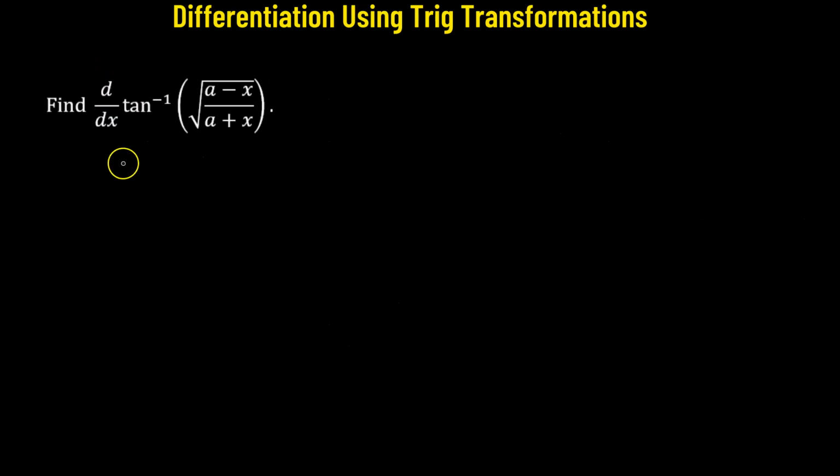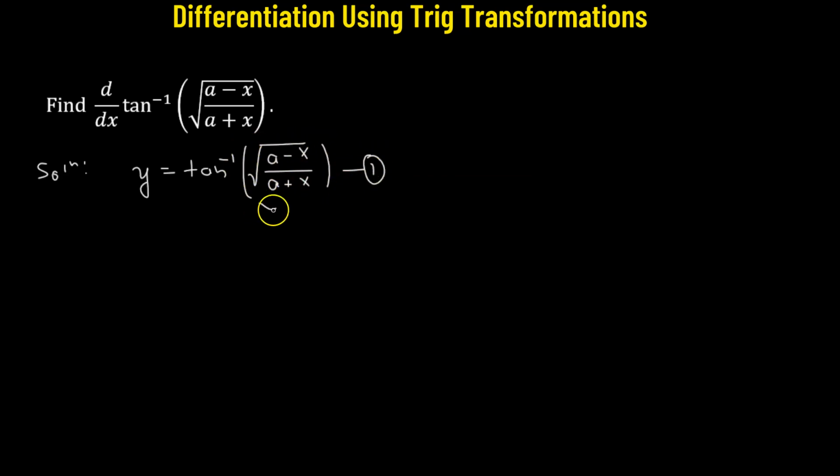So here we have to obtain the derivative of the given inverse tangent function. So let's begin by considering y to be equal to tangent inverse of square root of (a minus x) divided by (a plus x). We'll label this as equation number 1. What we'll do is try to simplify this expression within the parentheses by making a trigonometric transformation. We're going to consider x to be equal to a times, let's say, cosine of 2 theta.